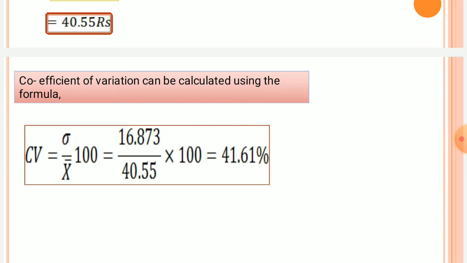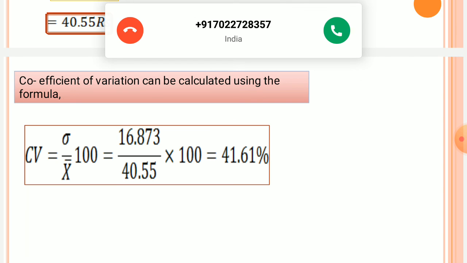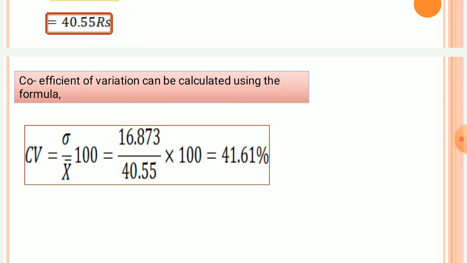So this is the way in which we are going to solve the problems on coefficient of variation under the methods of individual series, discrete series, and continuous series.